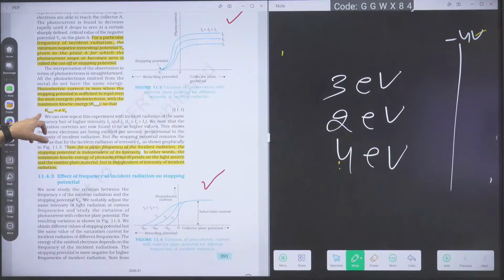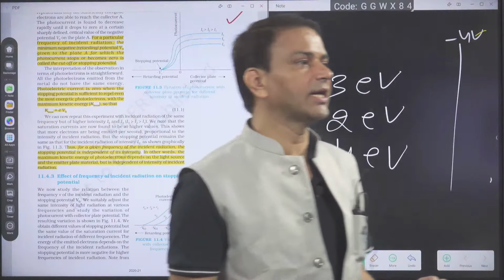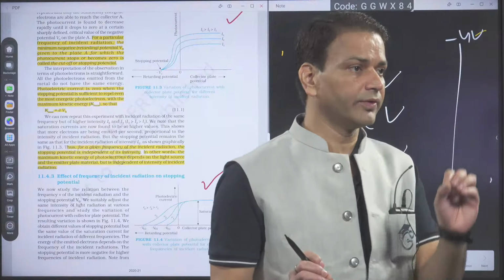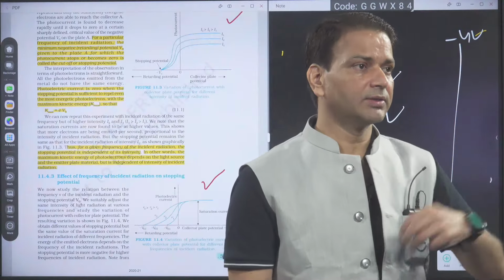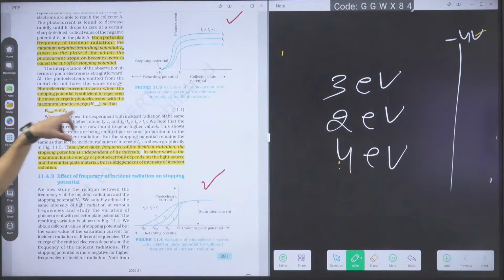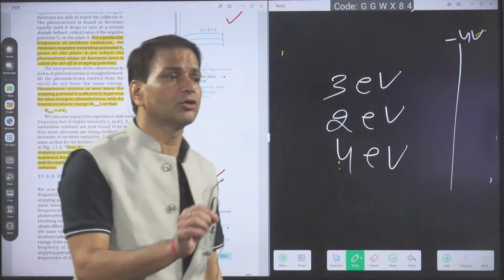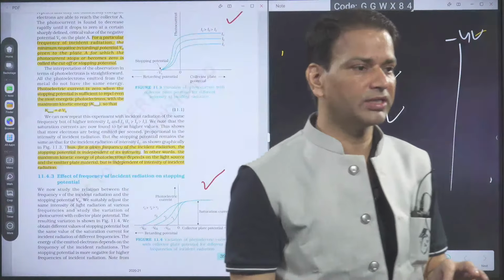That's why it is also written K max is equal to e V naught, where V naught is the stopping potential. So when we write K max equals e V naught, we have to write the magnitude of the stopping potential. The stopping potential is negative. Suppose the stopping potential is minus 4 volt. I will not write K max is minus 4 eV. I will write K max is equal to 4 eV. So basically we are writing the magnitude of the stopping potential. Okay.